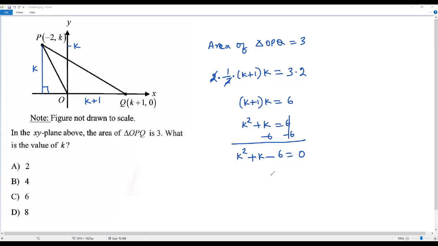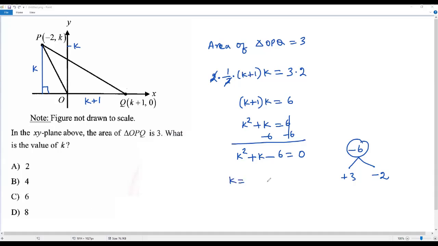I think this quadratic equation can be solved by factoring. For that, we have to multiply this constant term by the coefficient of K squared. When I multiply this negative 6 by the coefficient of K squared, 1, I'm still getting negative 6. I have to get two factors of negative 6 so that the sum of the two factors equals the coefficient of K, that is positive 1. So I think positive 3 and negative 2 will work, because when I multiply positive 3 and negative 2, I'm getting negative 6. When I add them, it is equal to positive 1, which is the coefficient of K.